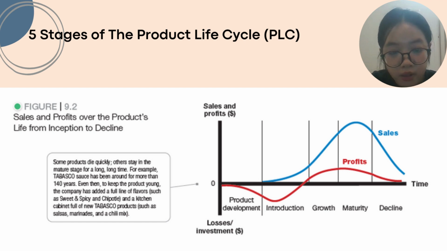The third one is growth, a period of rapid market acceptance and increasing profits. The next one is maturity, a period of slowdown in sales growth because the product has achieved acceptance by most potential buyers. Profits level off or decline because of increased marketing outlays to defend the product against competition.